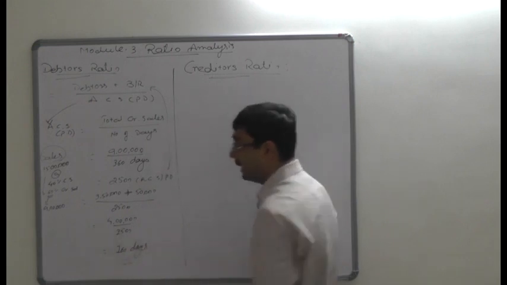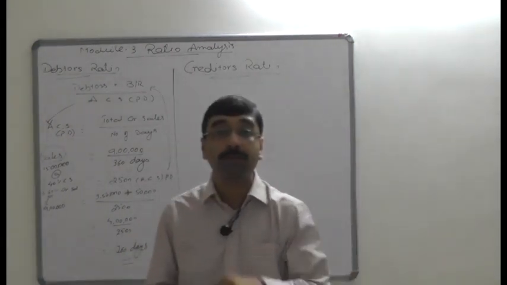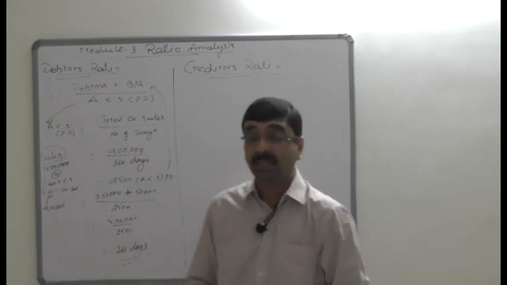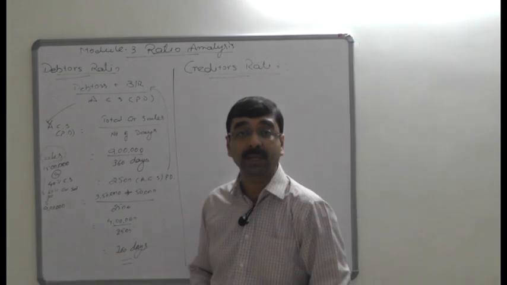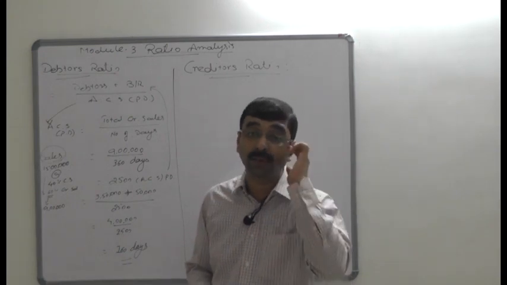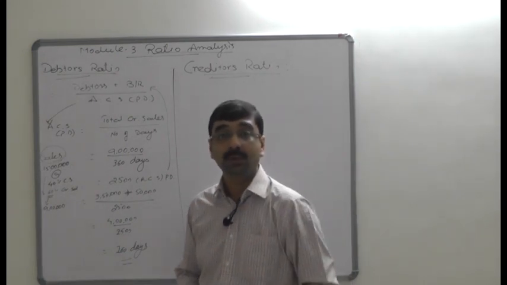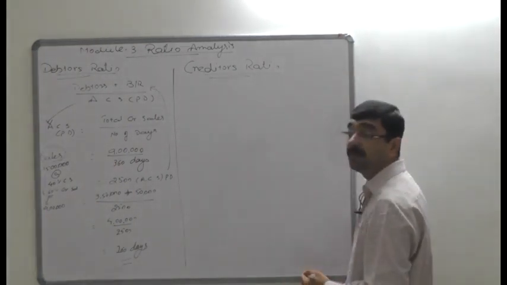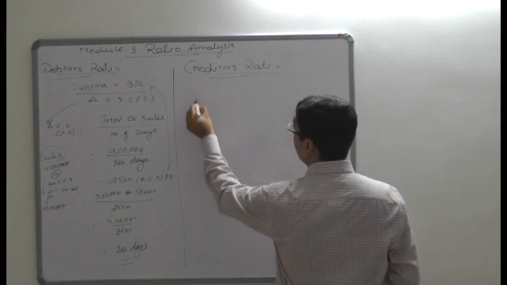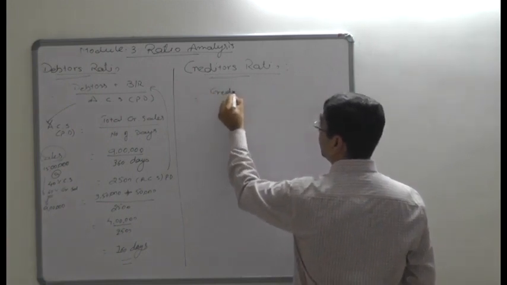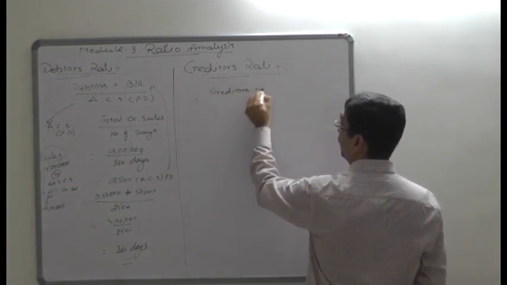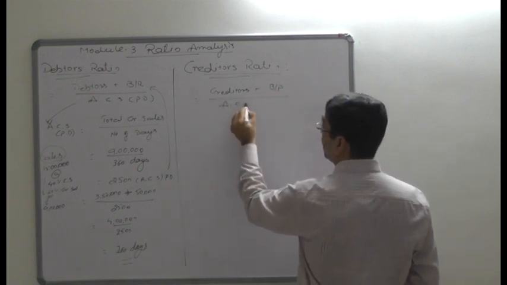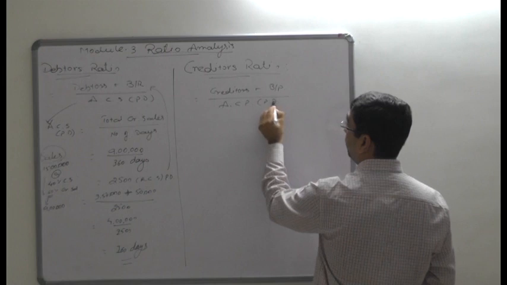So 160 days is a credit period offered by a company to their debtors. That means whenever the company made sales on a credit basis, they offer 160 days to their debtors. Now we will check how much credit period they received from the creditors. The formula for that is creditors plus bills payable divided by average credit purchase per day.